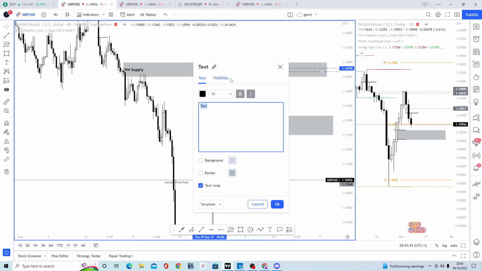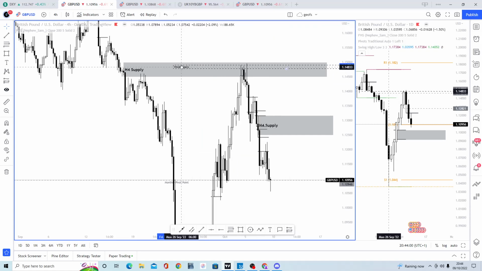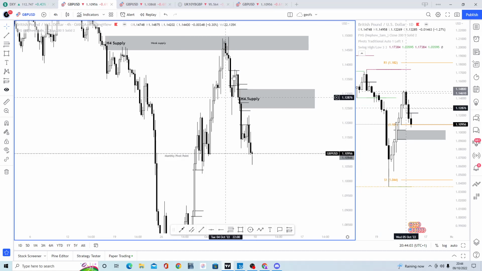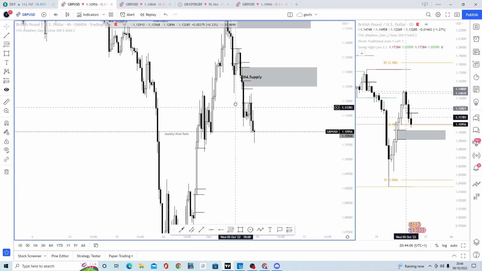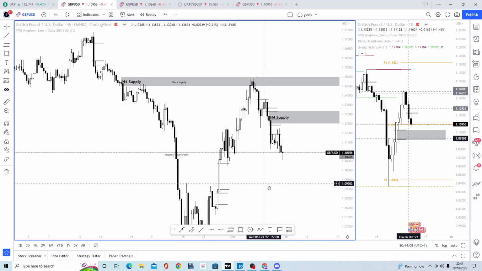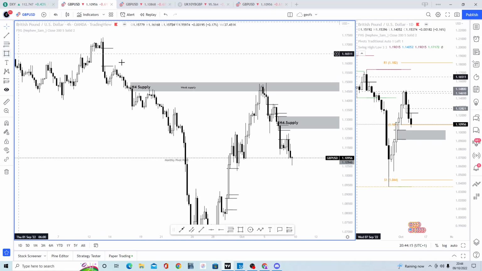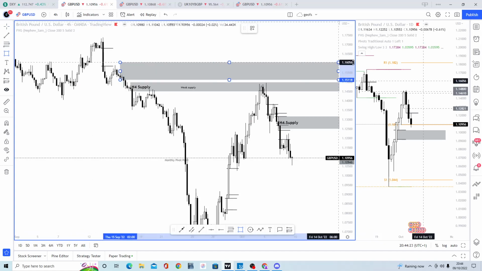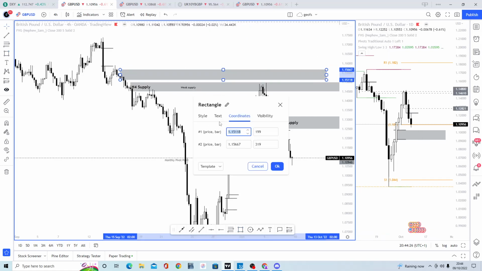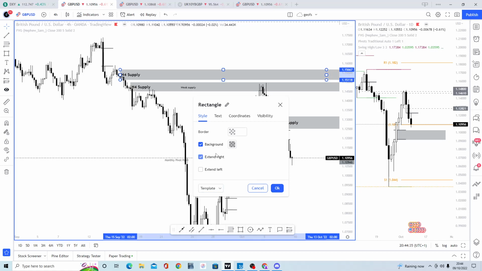I'm just gonna put a text and say it's weak supply because it's been tested twice now, so it's not a fresh zone. It's pretty much been consumed nearly, and there was supply up here as well. Extend right coordinates.